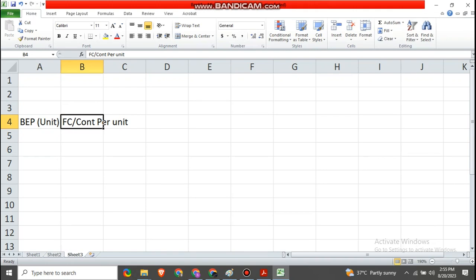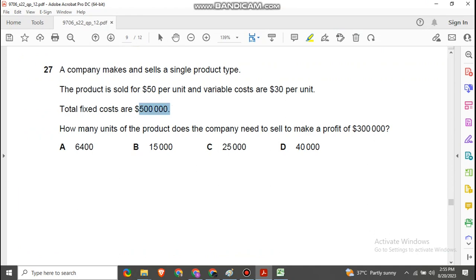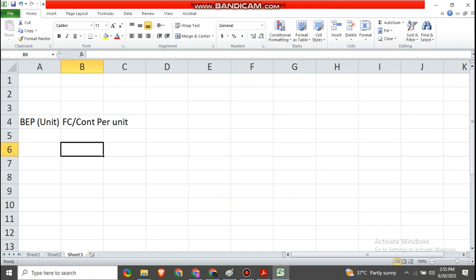So this is the formula for desired profit. Whenever you see a desired profit and you need to find out how many units we need to sell, what we do is write this equation, and along with the fixed cost we add the desired profit. The fixed cost in this case is given, which is 500,000. Desired profit is 300,000. So let's add them: 500,000 plus 300,000, which will give me 800,000 here.